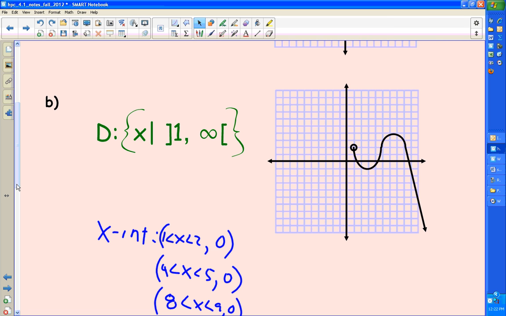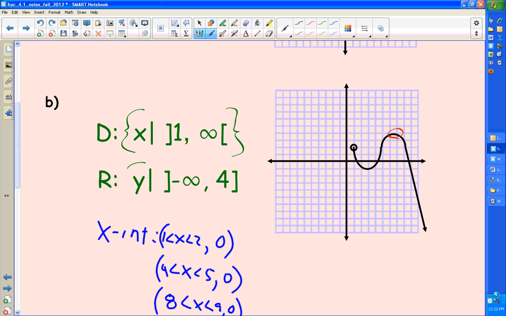Your range is a little bit different. We don't start the range at the open circle because that's not the highest value for y. The highest value for y occurs here when y is 4, and then goes down to -infinity. So we want to be from -infinity all the way up to and including the 4.